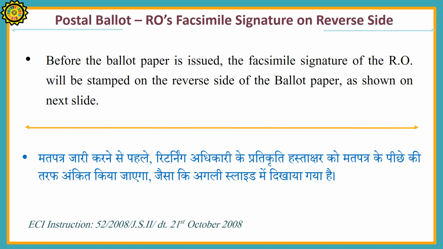Returning officer's facsimile signature on reverse side. Before the ballot paper is issued, the facsimile signature of the returning officer will be stamped on the reverse side of the ballot paper as shown on the next slide.